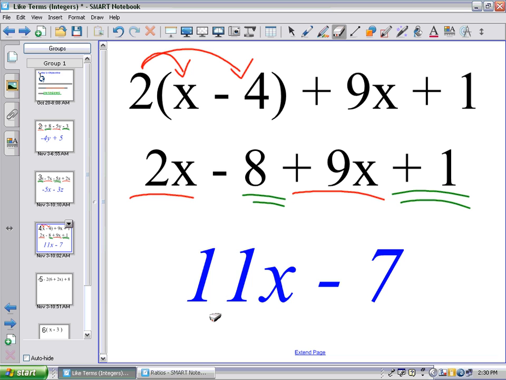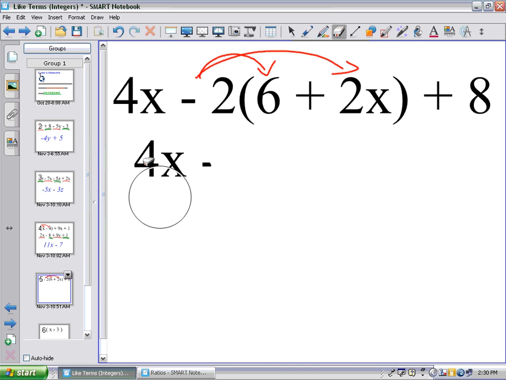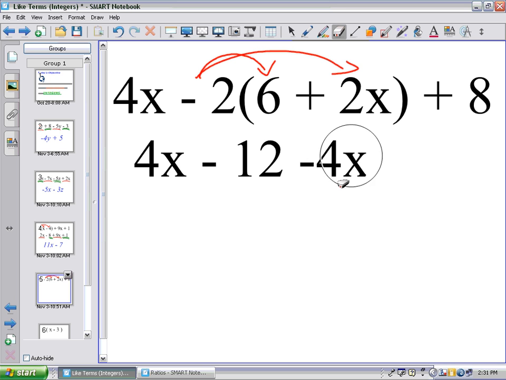Now, I stuck with another example using the distributive property, but this one, I wanted to make sure that you've seen this because this can happen from time to time when you're using integers. Again, I have to do the distributive property first before I can combine like terms, and then you're going to see something interesting. I'm going to take my negative 2 times 6, and then I'm going to take my negative 2 times positive 2x. Negative 2 times 6 makes negative 12, and a negative 2 times a positive 2x gives me negative 4x, and then I just bring down simply the plus 8.